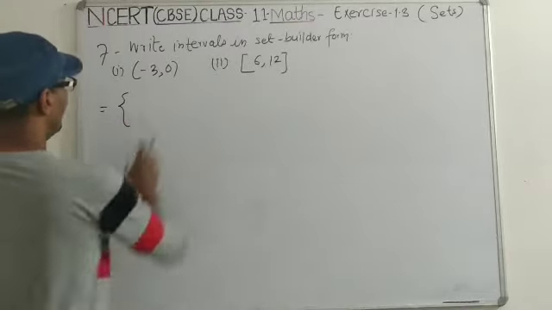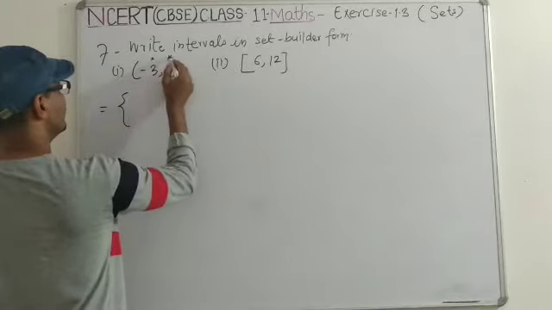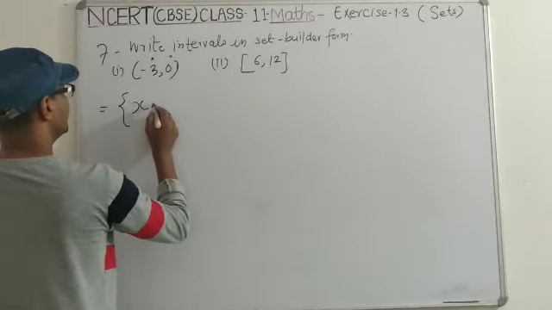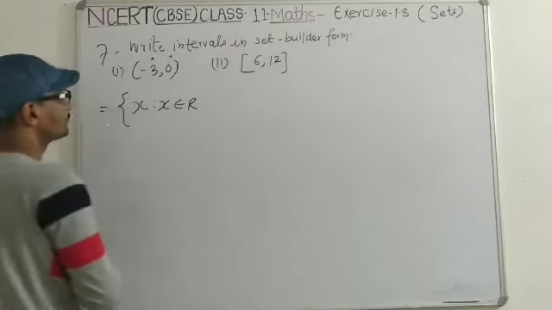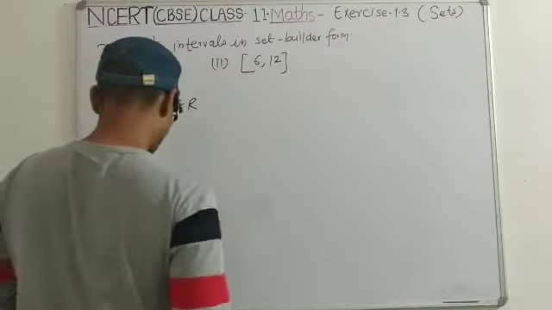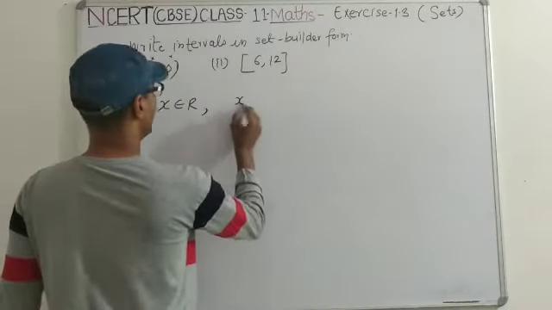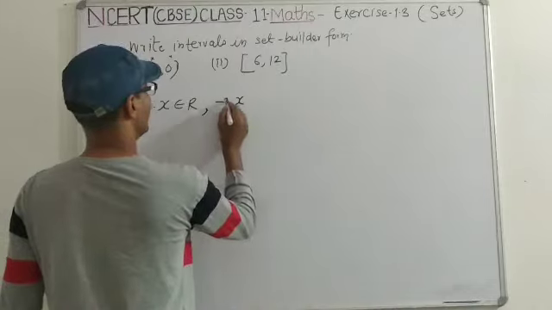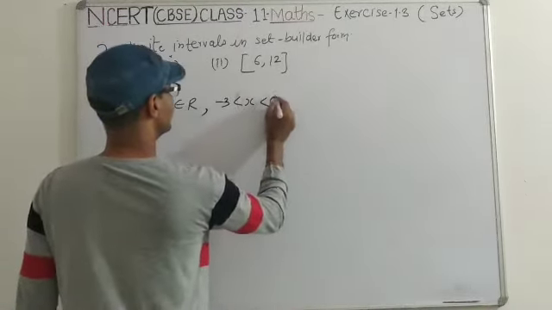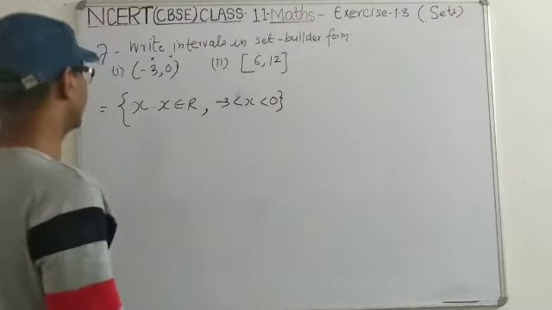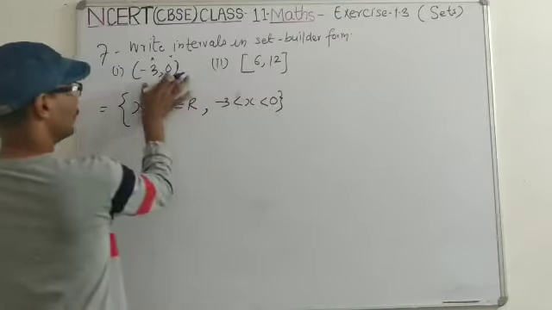So how to write this? It is open interval, that means we cannot count this. So x such that x belongs to R, real number, and the value goes from -3 less than x less than 0. We will write like this because we cannot count this -3 and 0. It is the open interval.